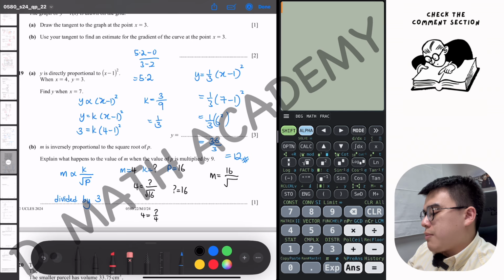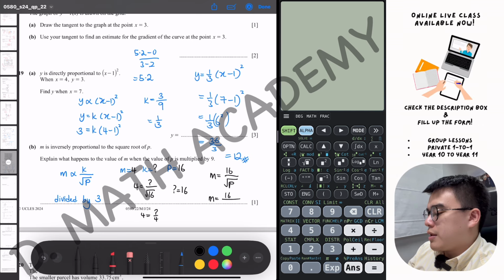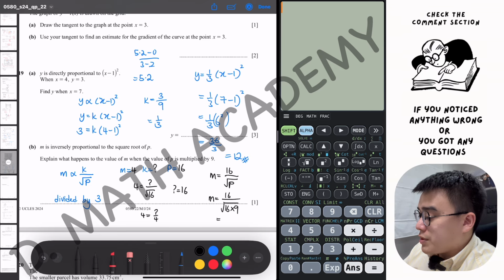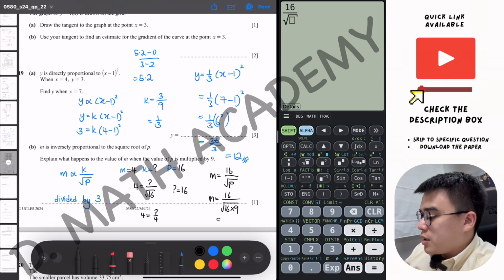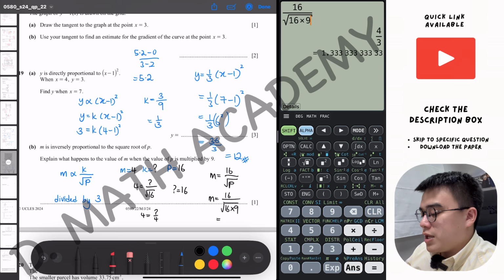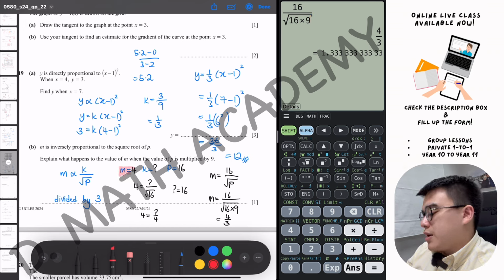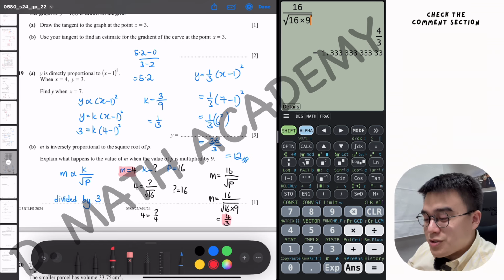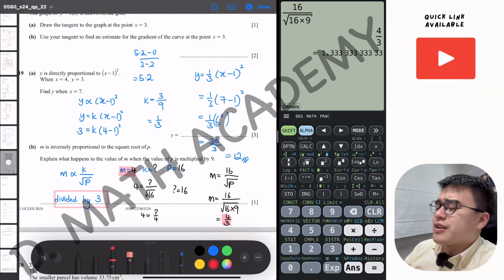So what they are asking right now is, what if the P value of 16 was multiplied by 9? So I have to check if the answer turns out to be the same, having 16 times 9. It was 4 over 3. So previously, when my M is 4, now it is 4 over 3 if I multiply it by 9. So my assumption was correct. Okay, this is actually solved by using trial and error here.